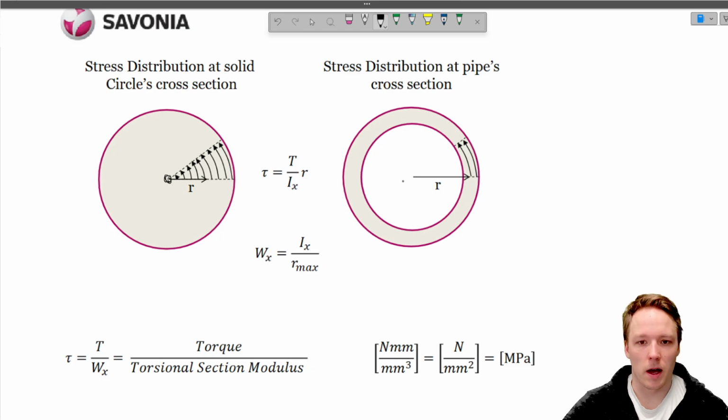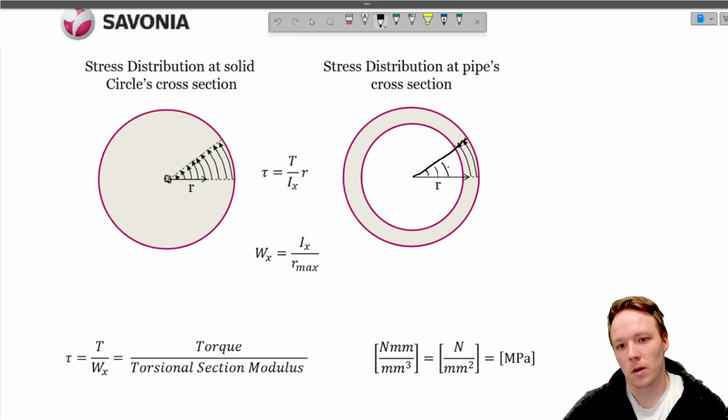A similar thing applies to pipes. In this case we have the same size of material, the outermost diameter is the same, but now we have a hole in the middle, so it is a pipe. The stress distribution is exactly similar to that of solid shafts, but we just don't have stress in the hole. The obvious reason is that we have no material there.